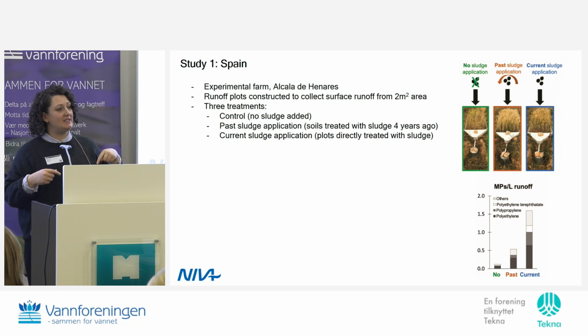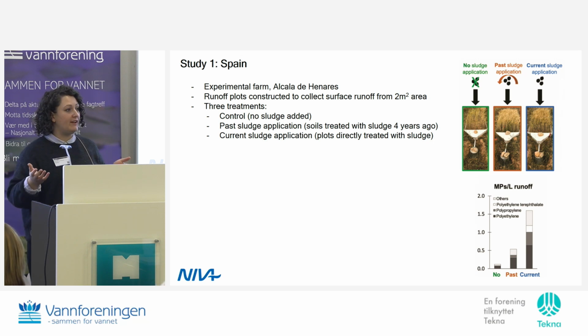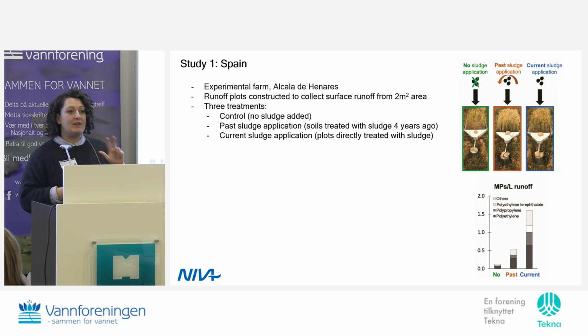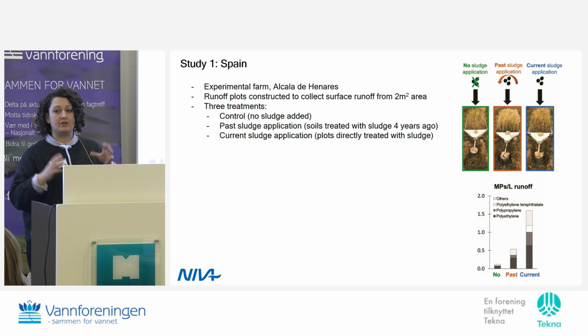So we had a 2 by 1 meter plot containing soil, and we collected all of the runoff material from every rainfall event that occurred over the course of 1 year. And we had 3 treatments involved. There was a control plot where there was no history of sludge application to the soil that was added.